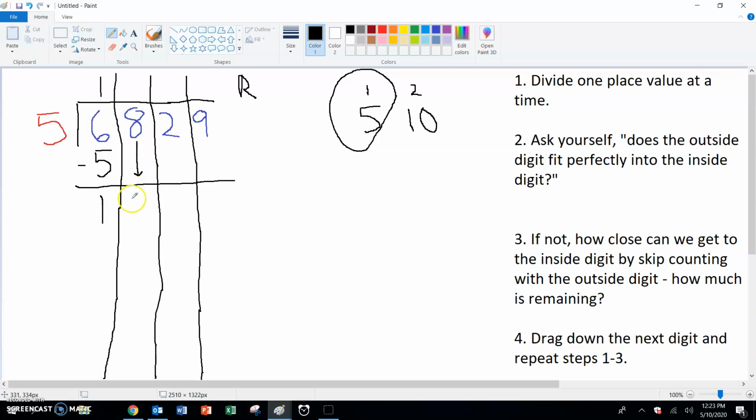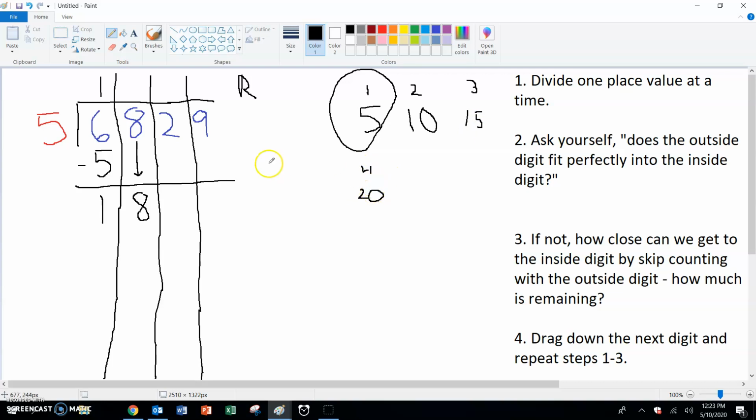The next digit is 8. We drag it down, and then we read it exactly as it is, 18. How close to 18 can we get? Skip counting by 5. 5, 10. 3 groups of 5 gives us 15. 4 groups of 5 gives us 20.